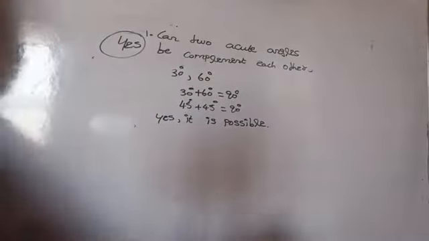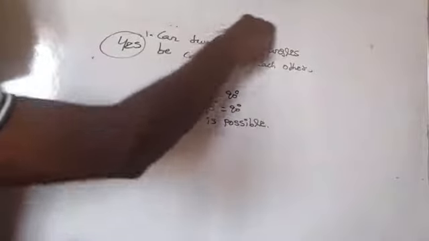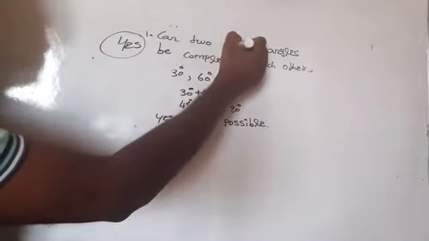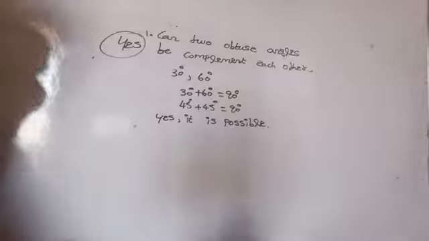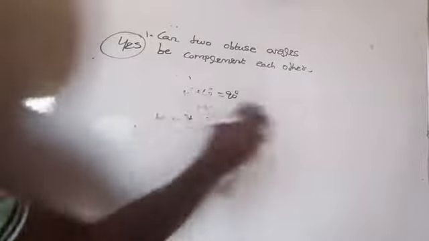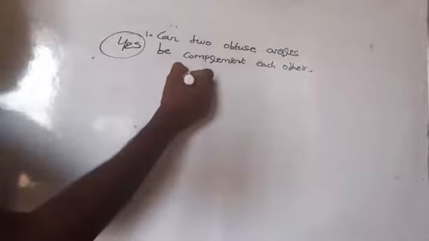Am I right here? Then after that, can two obtuse angles be complementary to each other? Obtuse angle means surely more than 90 degrees, more than 90 and less than 180. So you can consider the least one, 91. 91 we will take.